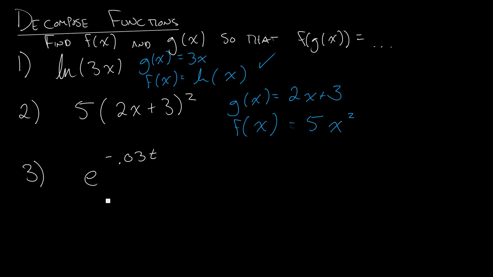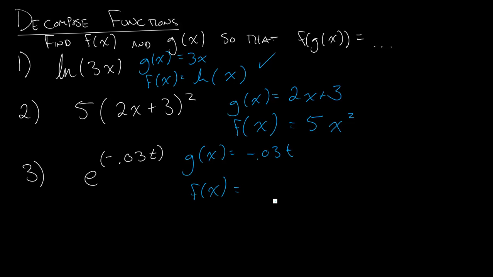How about this last one though? Alright, what's the first thing we would need to type in here? Well, it's kind of hidden a little bit. But you could put parentheses there and it wouldn't change anything, right? And notice that we have to do what's up in here first. We have to do this negative 0.03 to the t first. So that is my inner function. And then my outer function would be what's left.